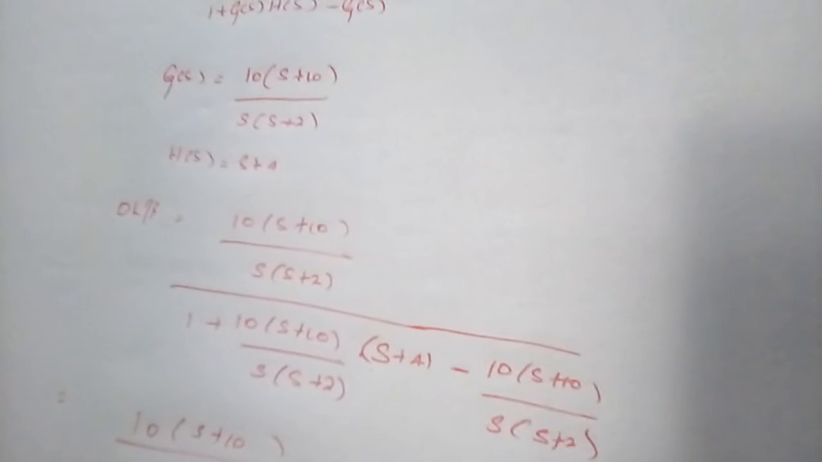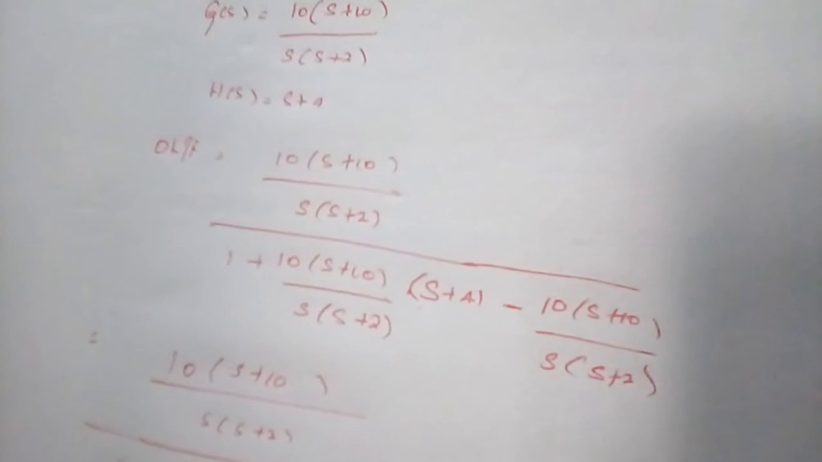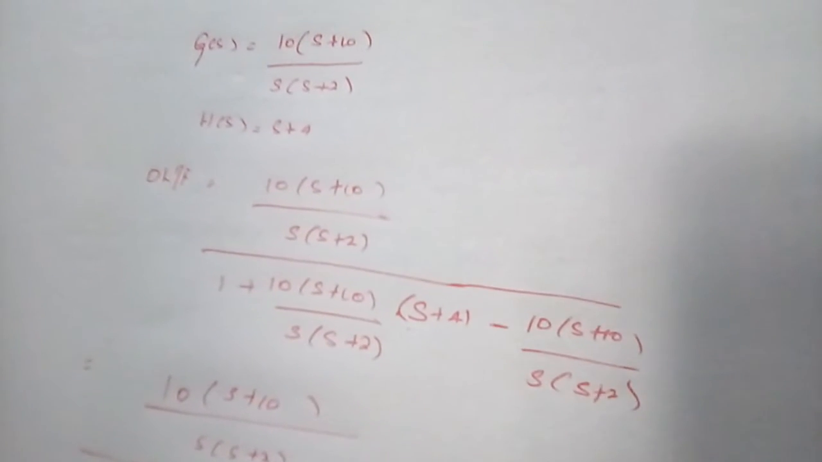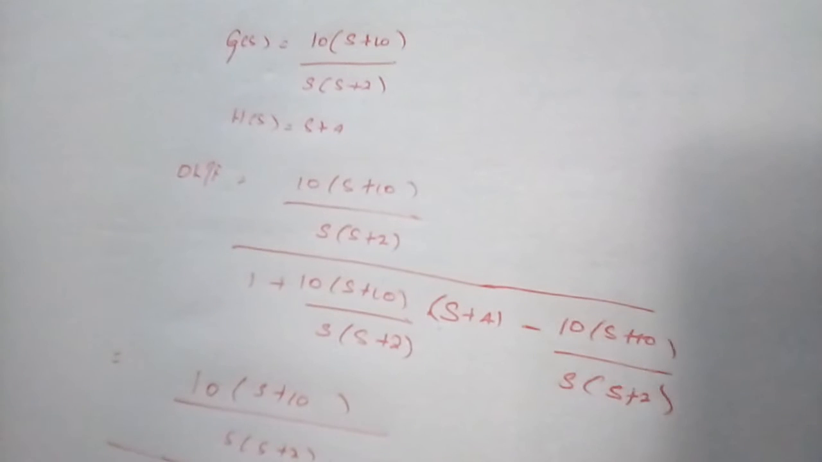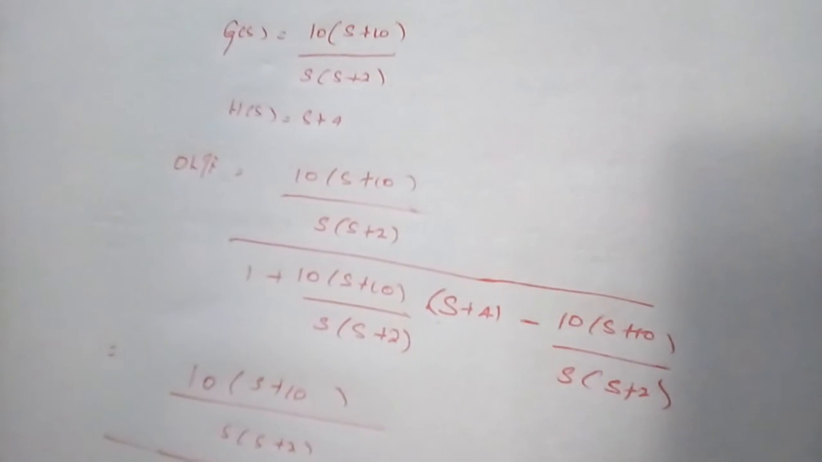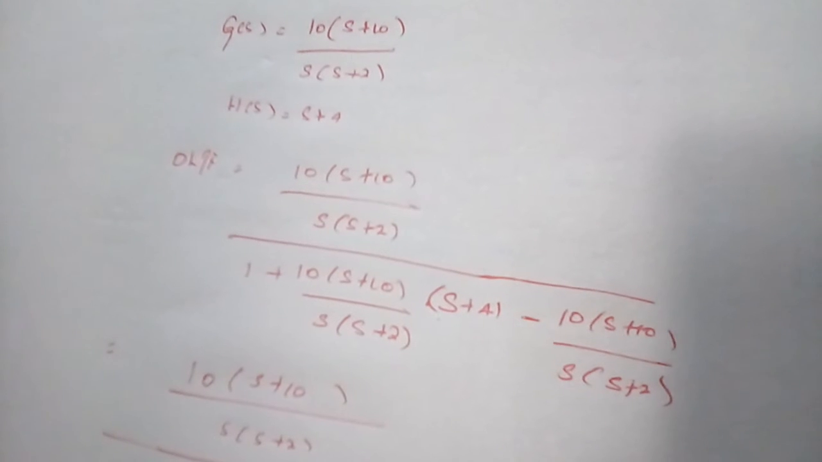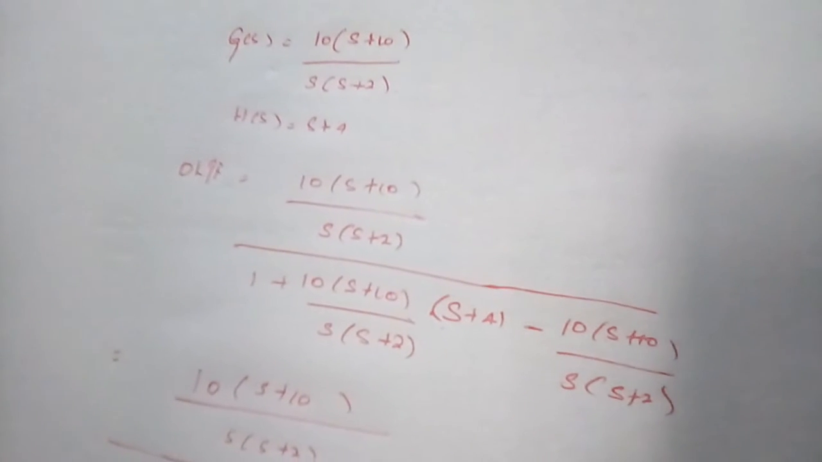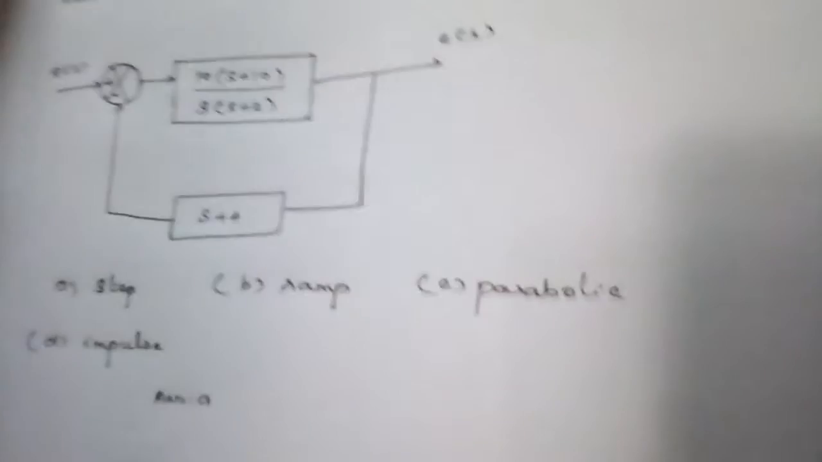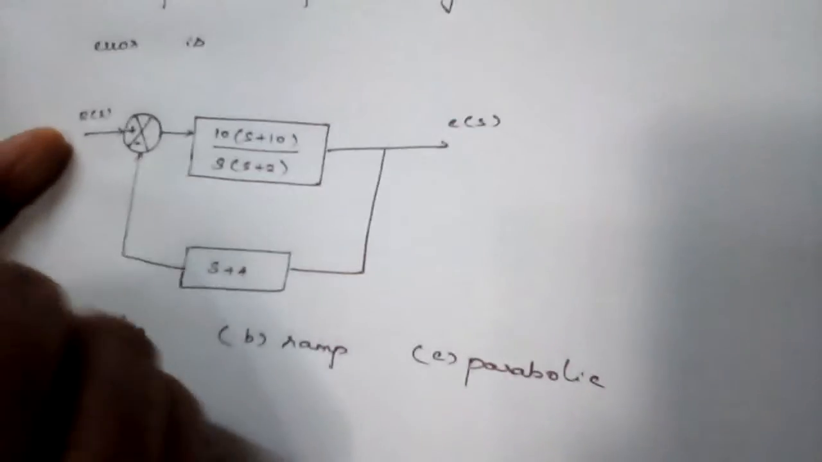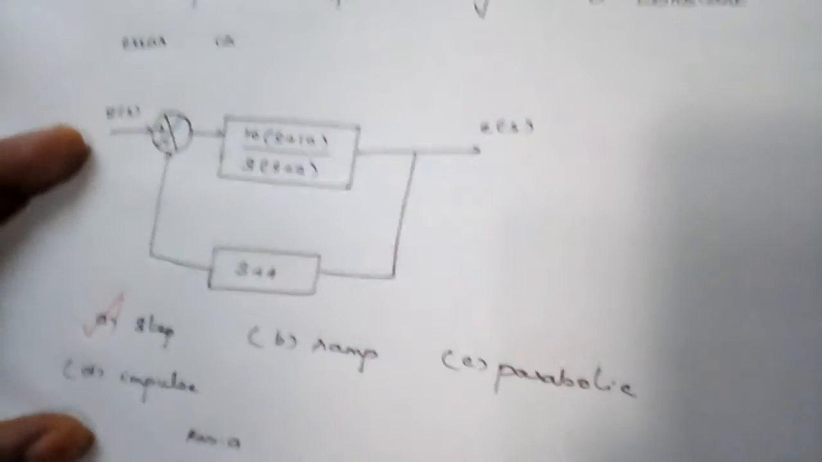So the obtained transfer function is nothing but a type 0 system. How do we find this is the type 0 system? Because the number of poles lying at the origin is 0, right? So this is the type 0 system. We well know that the type 0 system produces a constant error only for the step input rather than the other two cases, that is, ramp and parabolic. So for the type 0 system, we have a steady state error only for the step input, and option A is the correct answer for question number 1.